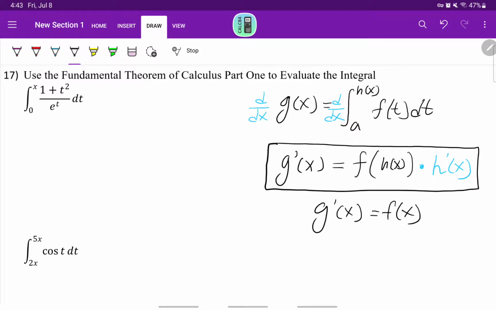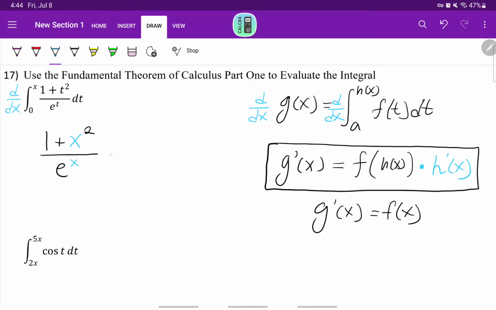Now, we have the integral from 0 to x of 1 plus t squared over e to the t dt. Basically, to utilize that, we're going to take the derivative of this integral. And so, the answer to this question will be, if you follow the format, I'm going to plug in my x into every variable of t. So that's going to be 1 plus x squared divided by e to the power of x.